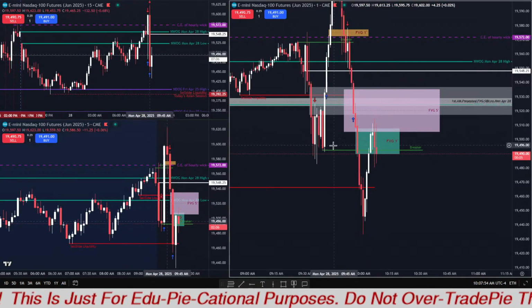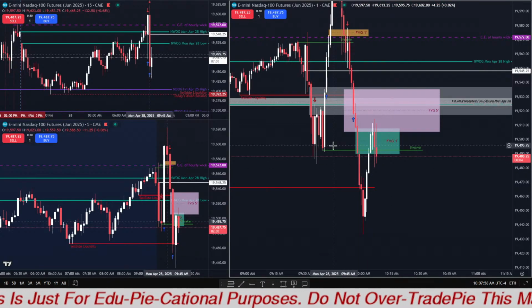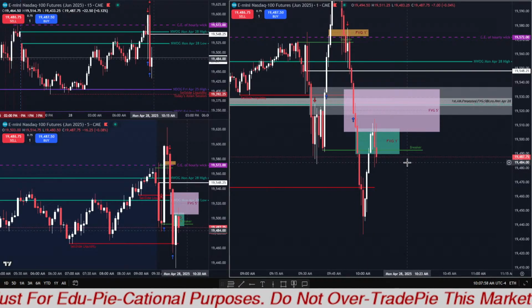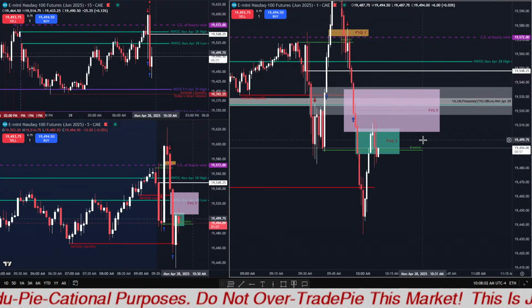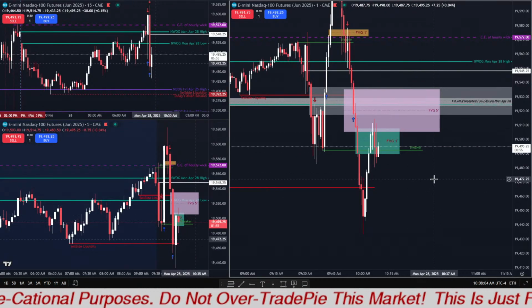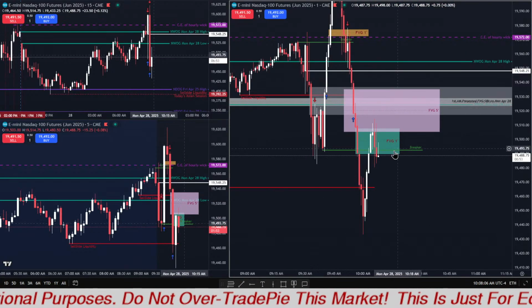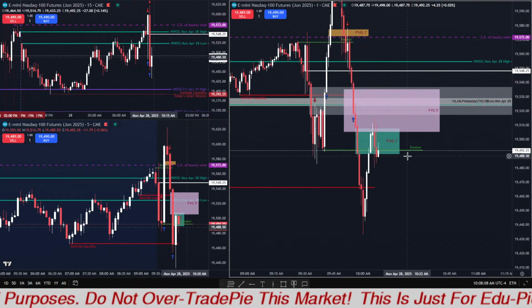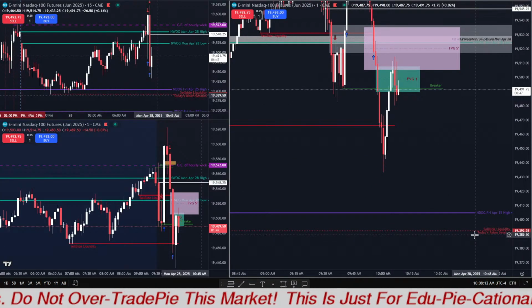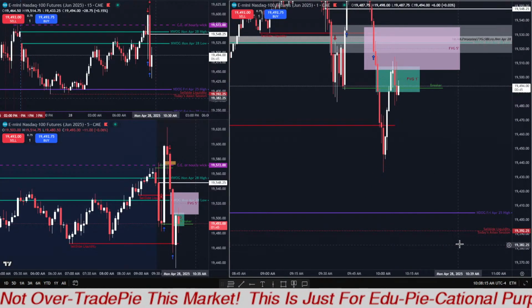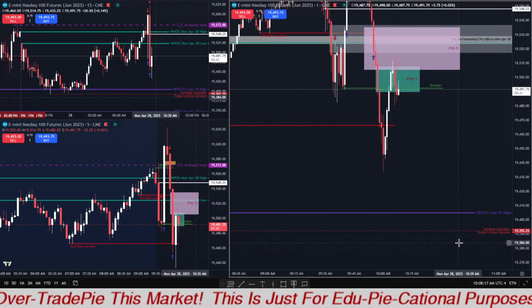So all of these things together overlapping are making me more sure and secure for trying and sending price lower, and it must be very difficult for the price to pass this range over here because we have a lot of liquidity resting below the market price over here.